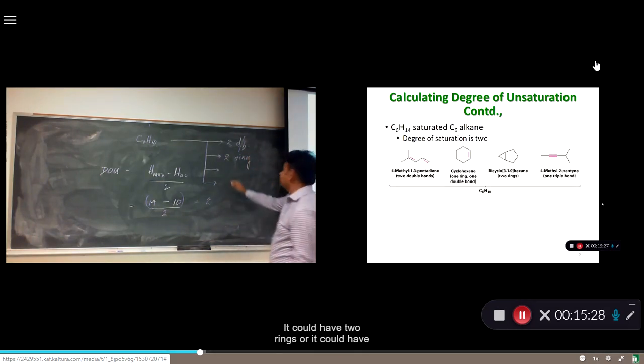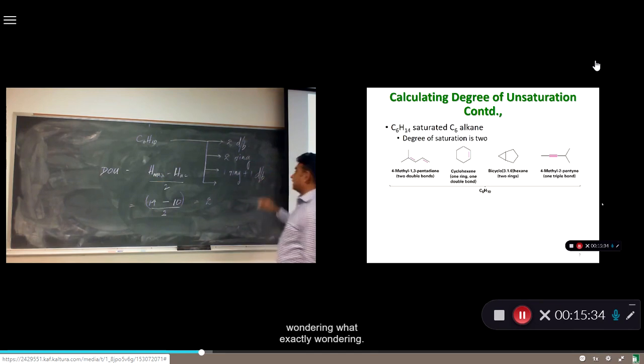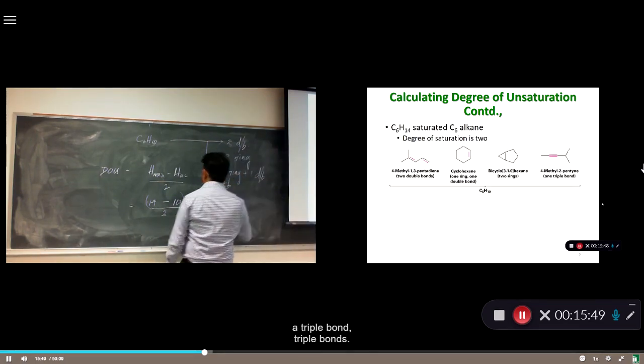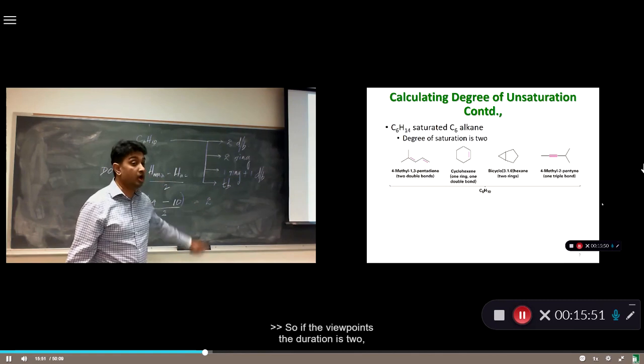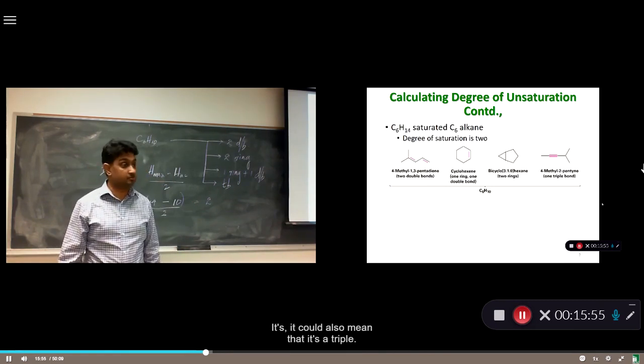Or it could have one ring and one what? One double bond. Exactly, one ring and one double bond. What will be the fourth possibility? Triple bond, well done. So if the degree of unsaturation is 2, it could also mean that it's a triple bond.